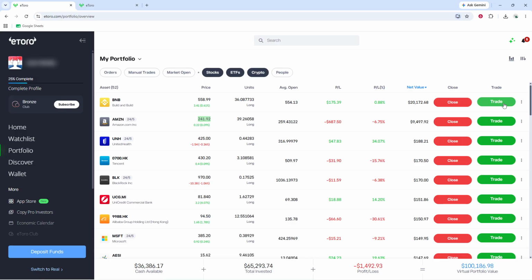Finally, scroll down and review the portfolio summary at the bottom. This includes cash available, total invested, profit or loss, and portfolio value. Together, these figures give you a clear snapshot of your overall account performance.